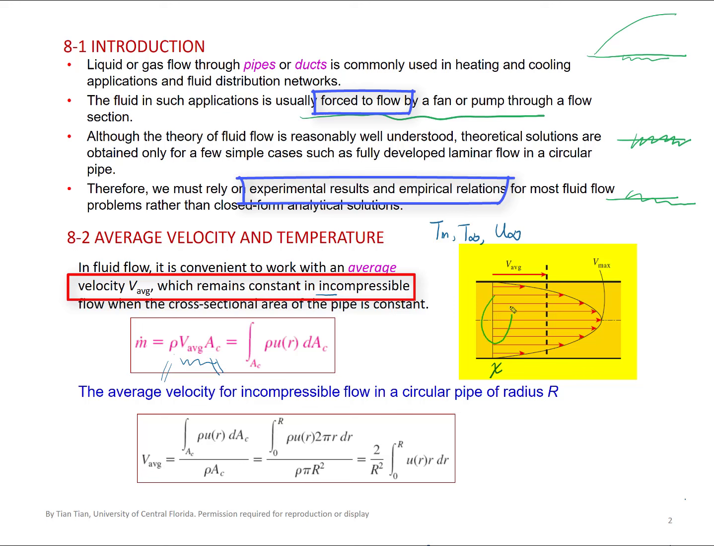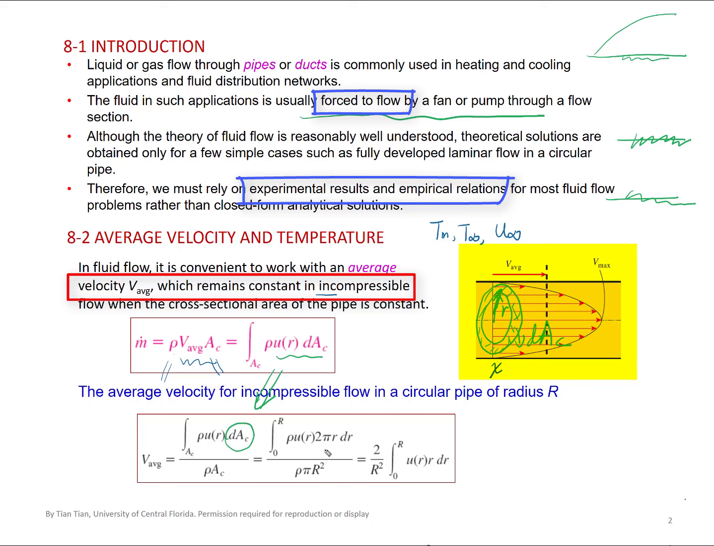Let's consider a differential volume at radius r. Then we can calculate the mass flow rate through this differential volume by density multiplied by the volumetric flow rate through this differential volume, which is the velocity at this r multiplied by the cross-sectional area of this differential element. From this, we can calculate the average velocity using this integral approach.